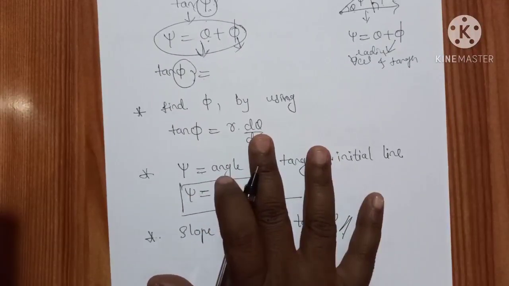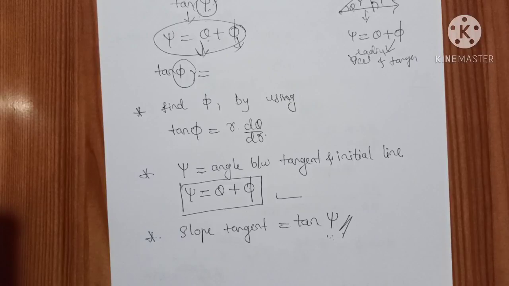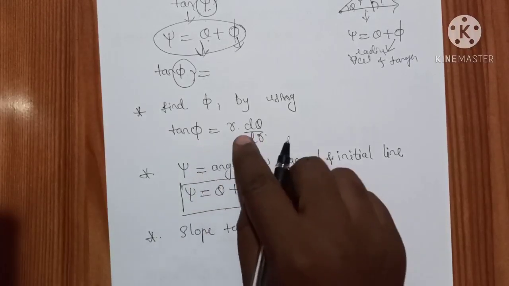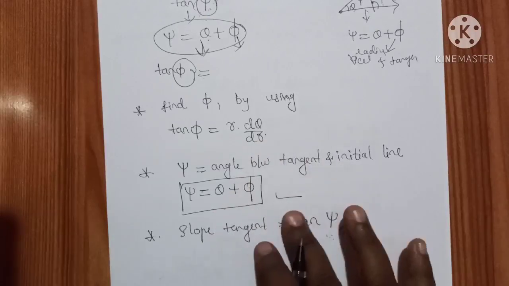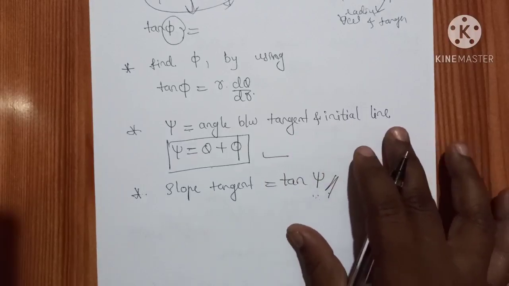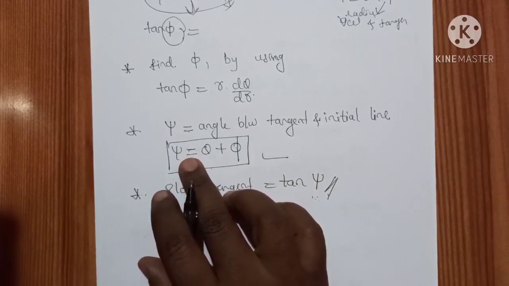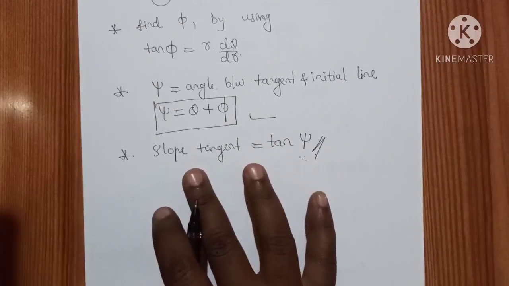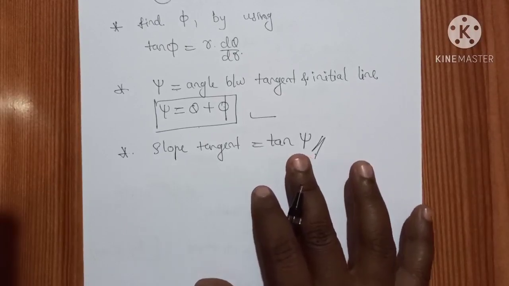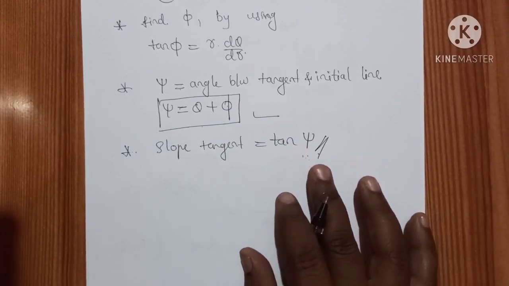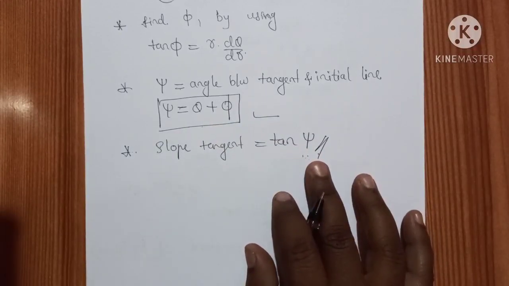So I repeat, in order to get the slope of the tangent for a given curve, first we have to find the phi value, that is tan phi, by using the formula tan phi equals r d theta divided by dr. And the second step is find psi, that is the angle between the tangent and initial line, by using this formula, that is psi equals theta plus phi. And third step, the slope of the tangent is given by tan psi. So tan as it is, substitute this psi value here and simplify, we will get the required answer.